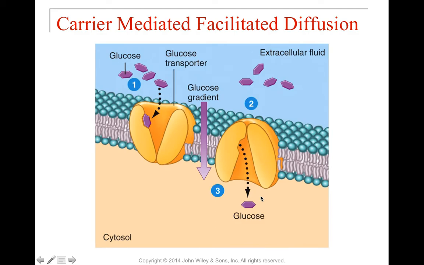Now, a carrier protein is going to have a conformational change from the inside to the outside repeatedly. You can see here it's facing the external environment. In this case, we're looking at glucose. Again, it's a hexagon. That glucose molecule gets picked up. The glucose transporter changes shape and pops it inside the cell. Again, we are still going from a high concentration to a low concentration. So it's still considered diffusion, but in this case, because we have to have help, it's considered facilitated diffusion.